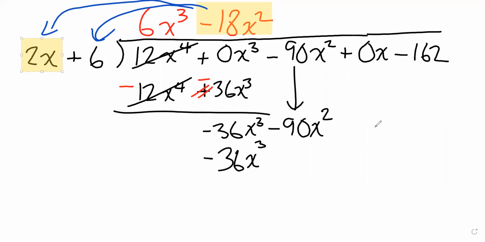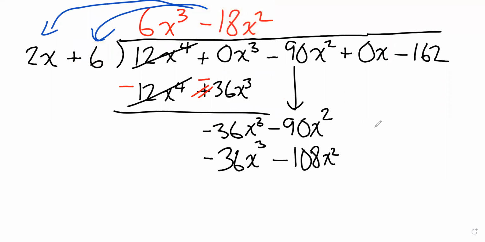And now let's multiply the negative 18x squared times the positive 6. Negative times positive is negative. 18 times 6 is 108. And then x squared times no x's leaves us x squared. Okay.